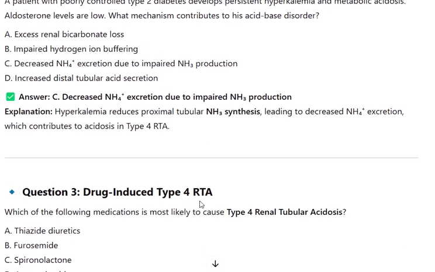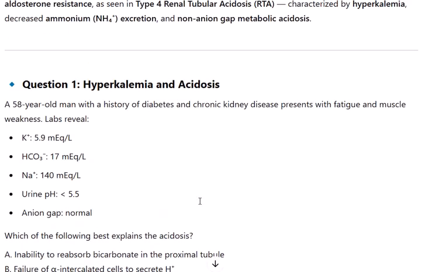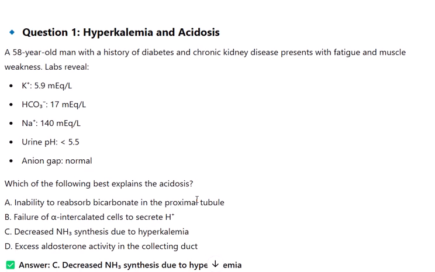Claro, remarked Ursina. Here are USMLE-style questions focused on hypoaldosteronism or aldosterone resistance, as seen in type 4 renal tubular acidosis, characterized by hyperkalemia, decreased ammonium NH4+ excretion, and non-anion gap metabolic acidosis. Question 1. Hyperkalemia and acidosis.